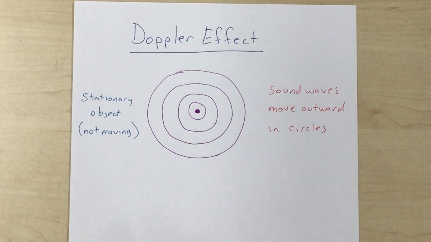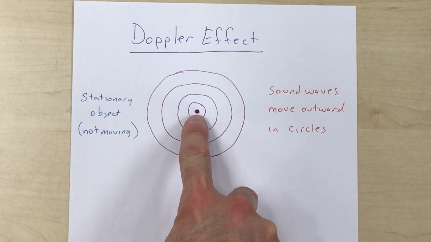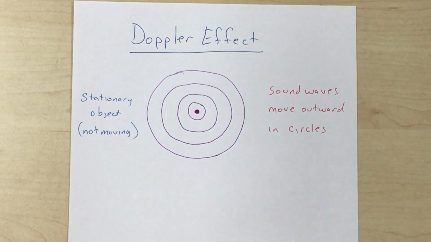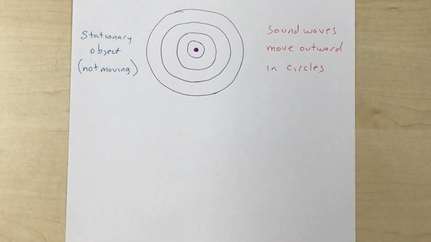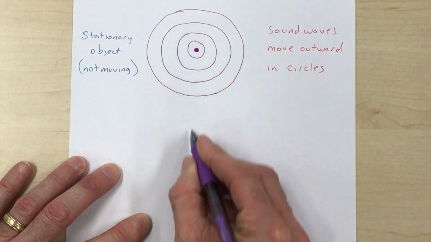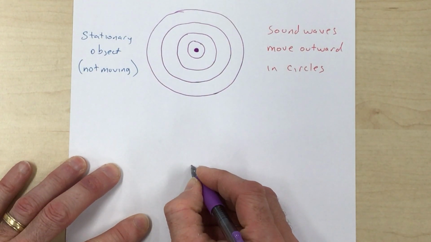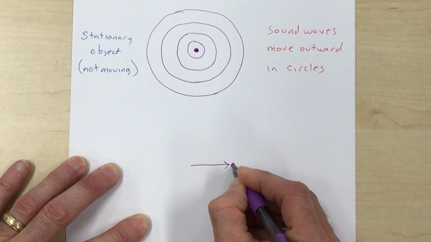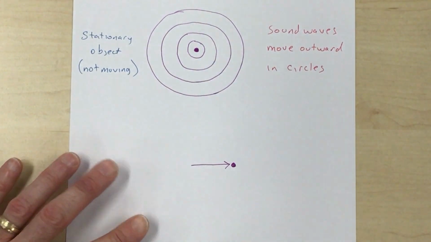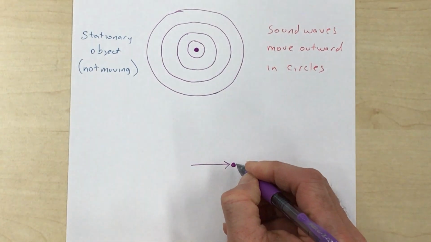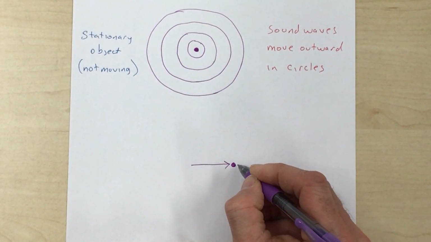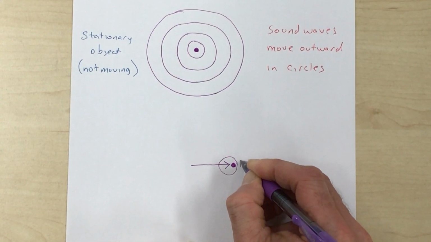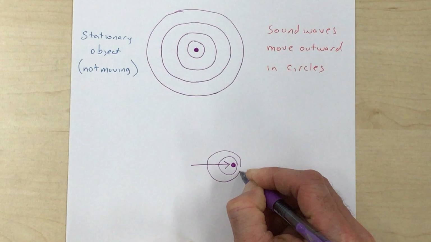So now, let's see what happens when we make this thing continuously make those same sounds, but we make it move. And so I'm going to draw an arrow. I'm going to draw this thing that moves over to here. And as it is continuously moving, we're going to draw the same circles of sound, but they look a little different now.